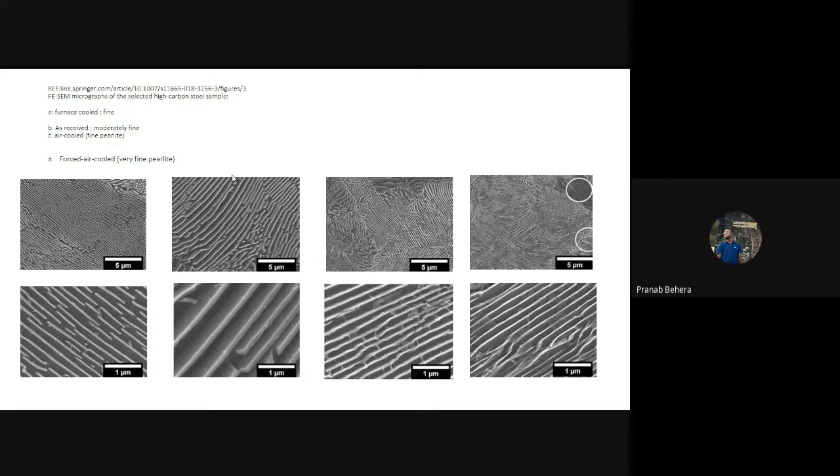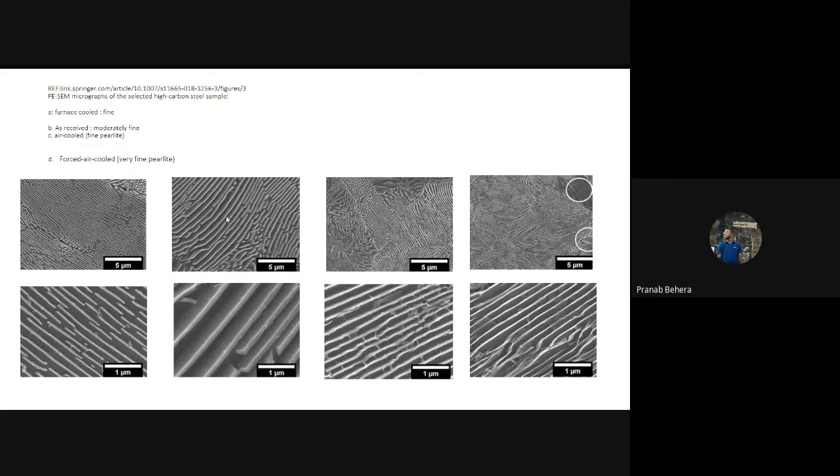So just look at this image, this is the S. Okay, fine. Let me see. B. Yes, this is moderately fine. Okay, just compare these images. Better compare these images. This is an edge receipt sample.